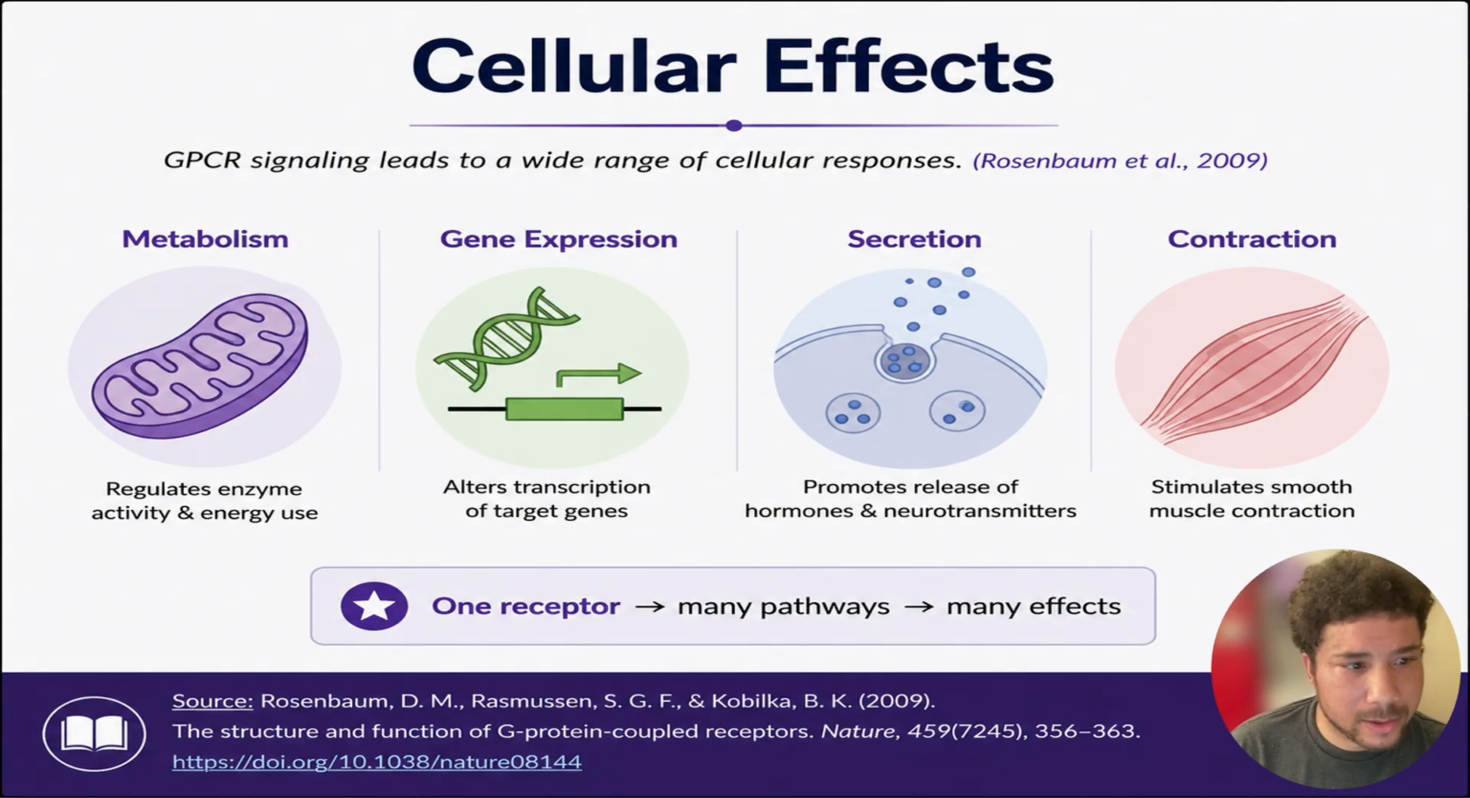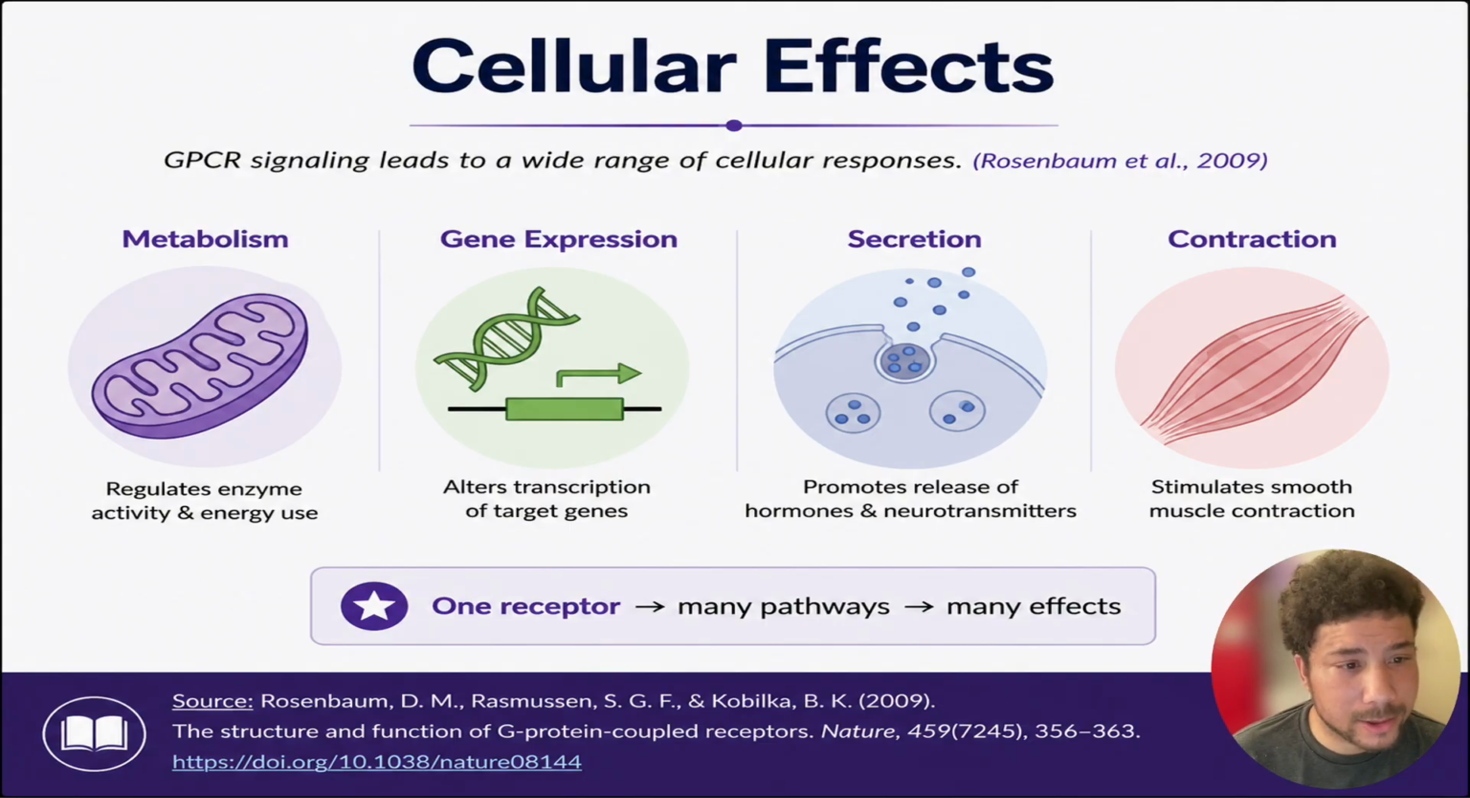First, GPCR signaling regulates metabolism. For example, glucagon receptors in the liver activate a Gs pathway that increases cyclic AMP and protein kinase activity. This promotes glycogen breakdown and supports the release of glucose into our bloodstream. Adrenergic receptors can also regulate lipid and carbohydrate metabolism during stress or exercise.